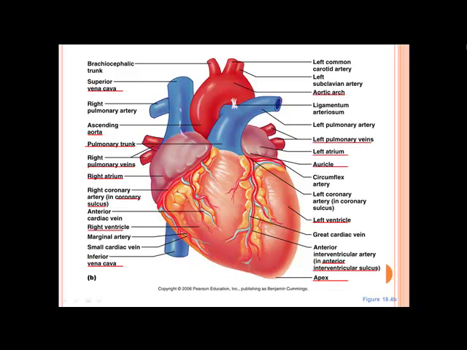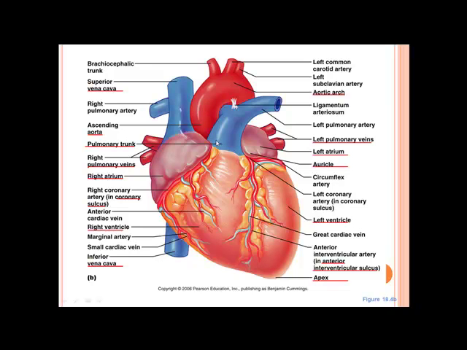Okay, let's look at the blood vessels again. So we have our superior and inferior vena cava, right atrium, right ventricle, pulmonary trunk, left pulmonary artery, right pulmonary vein, left pulmonary vein. Here's your left atrium, left ventricle. Blood leaves the left ventricle, goes into the aorta. It comes down. If you remember, we have our coronary arteries.